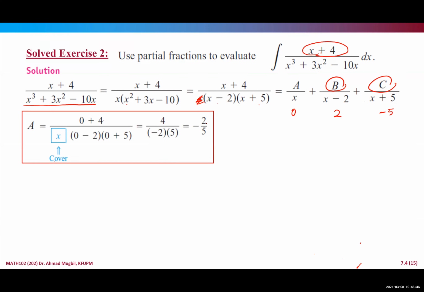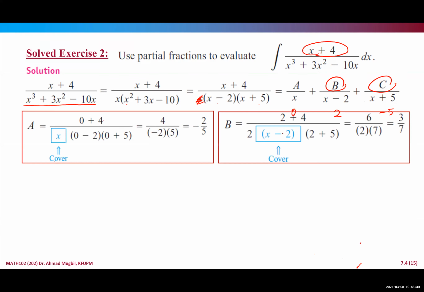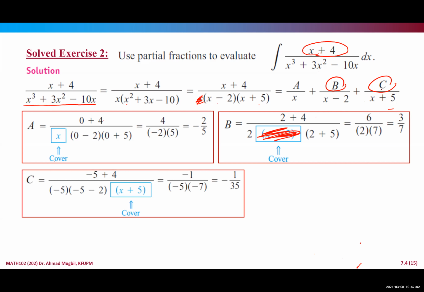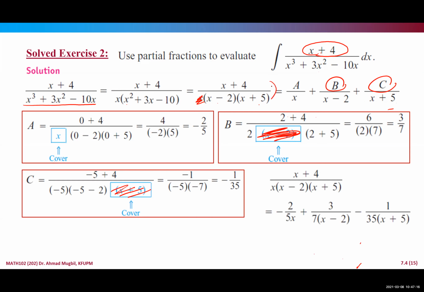This is A. To find B, cover its factor, cover its denominator, x minus 2. Cover it, forget about it, and substitute by 2 instead of x. The same can be done for the last partial fraction. Its denominator is x plus 5, cover it, and of course substitute by -5 because the zero is -5. You will have C. And in this case, you can write this rational function as a sum of 3 partial fractions with linear factor denominators.